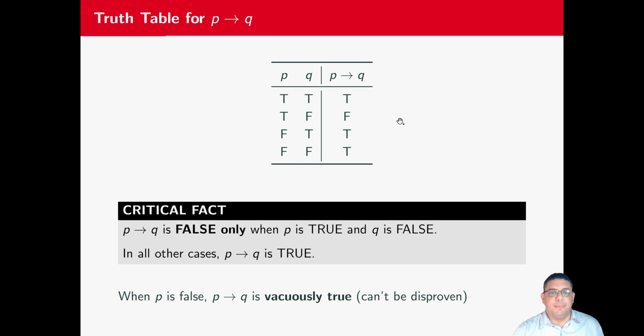Now, the truth table for P implies Q is always going to be true in general, unless we're starting from a true hypothesis and getting to a consequent Q that is false. So if true implies false, that's the only case where the implication is going to be false. When P is false, we call P implies Q vacuously true, since it can't be disproven. We're starting from something that is false, so it can get to anything, but the implication is still correct.